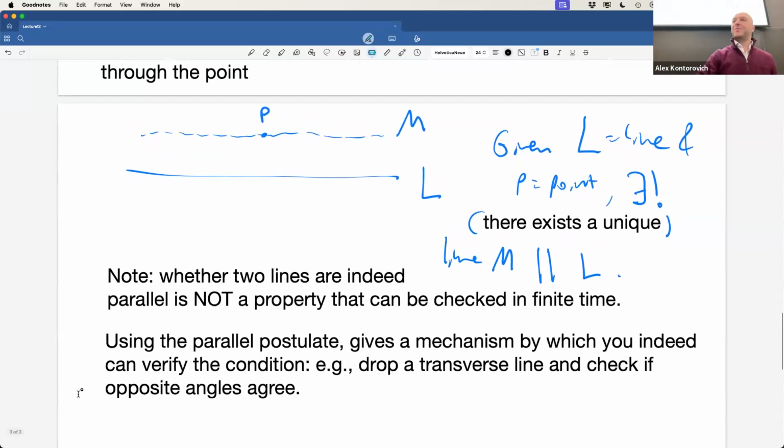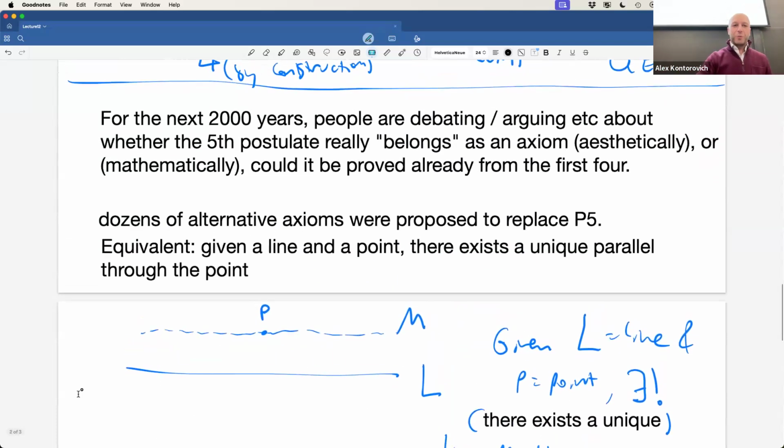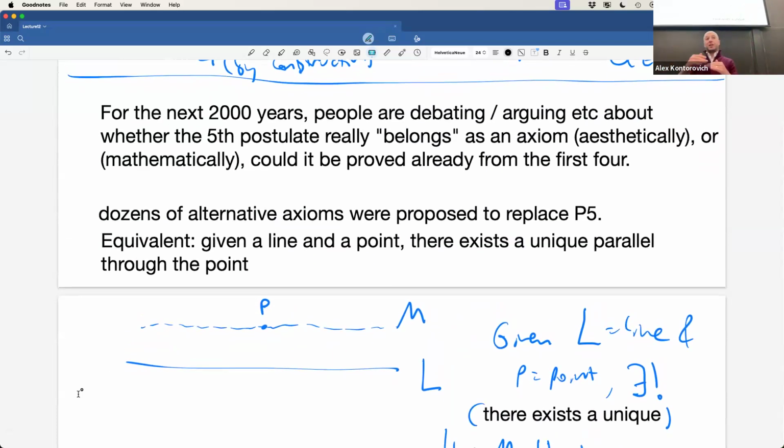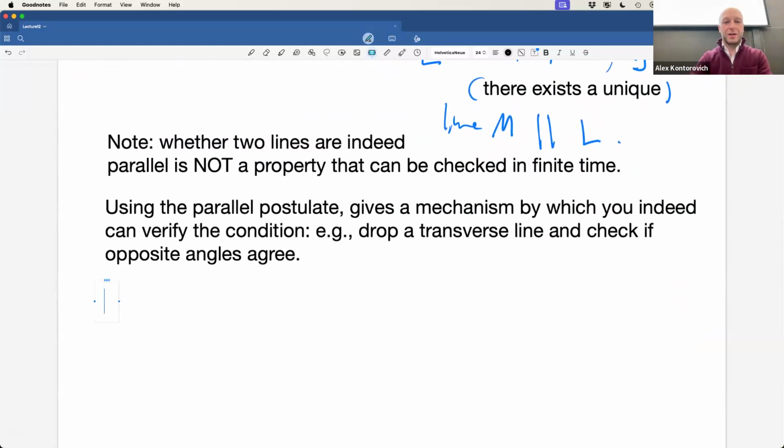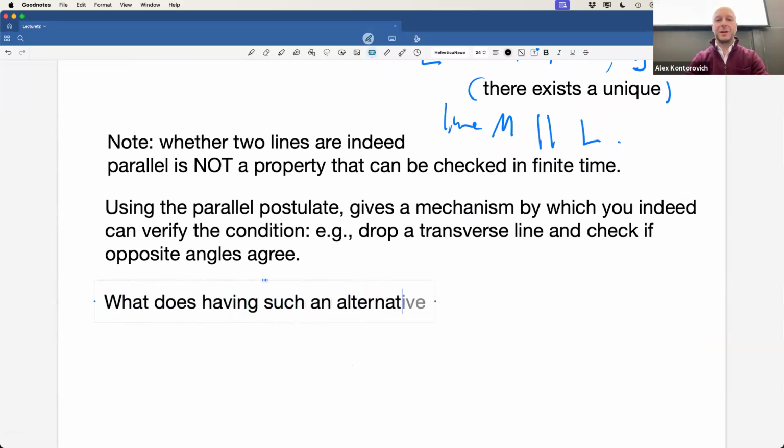Okay, so I think I've made the point. This is something subtle, and it's something people really worried about. One alternative is the standard way of saying this, which you may have heard as the parallel postulate: through a line and a point there's a unique parallel line. An alternate version of the statement, and by the way, what do I mean by an alternate version? What does having such an alternative axiom mean? Postulate's the same thing as axiom.